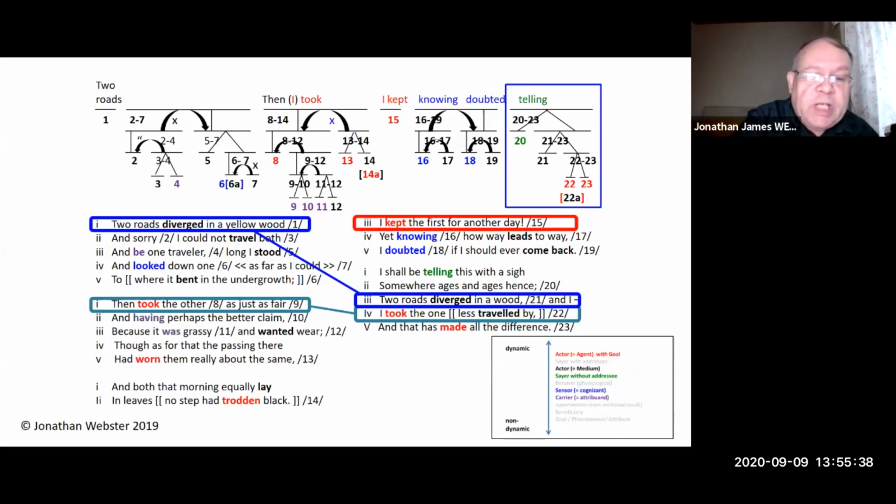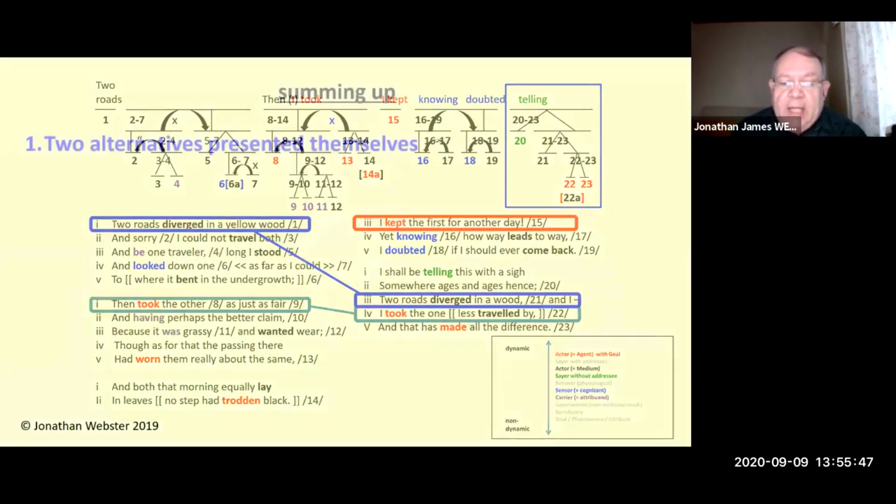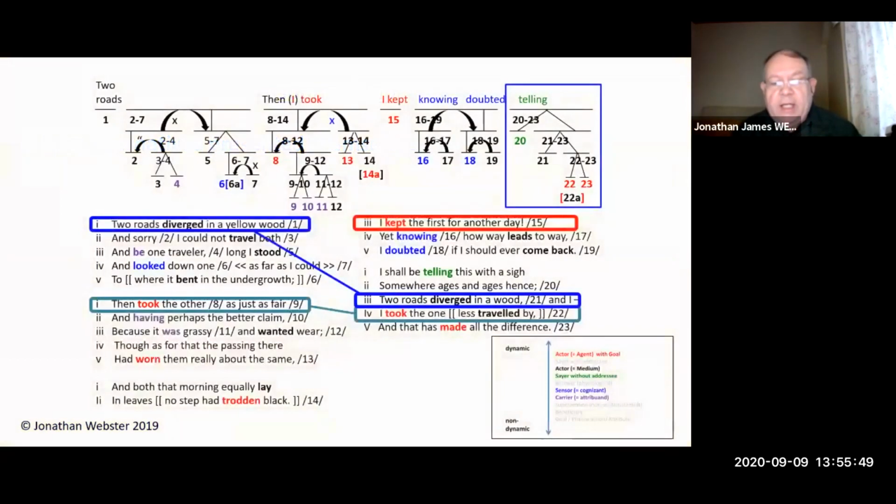And so you have two roads diverging in yellow wood. That's the beginning of the first part on the first half of the poem. The last part, I took the other, then I took the other. And how does it end? And that has made all the difference.